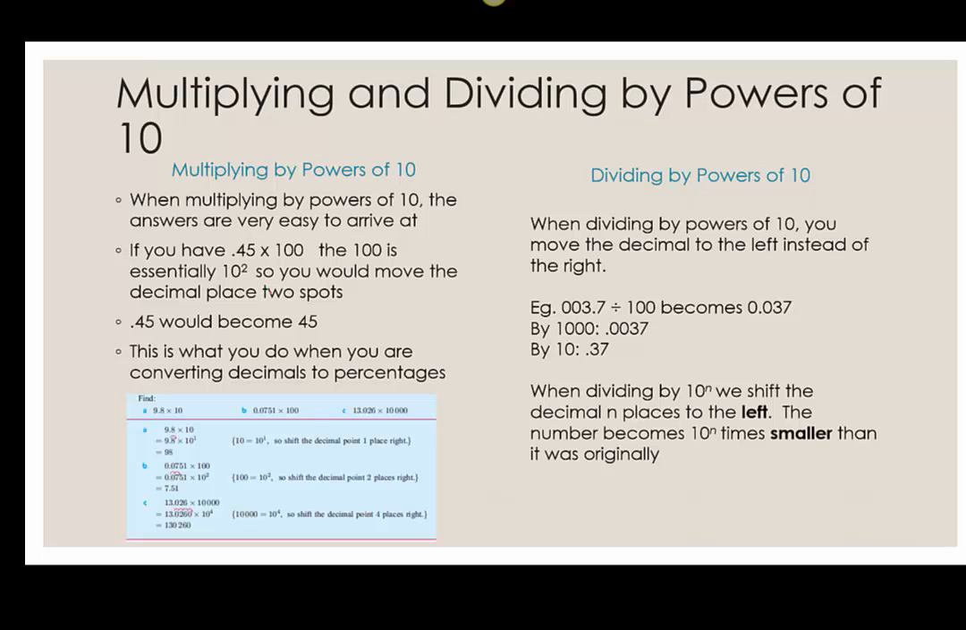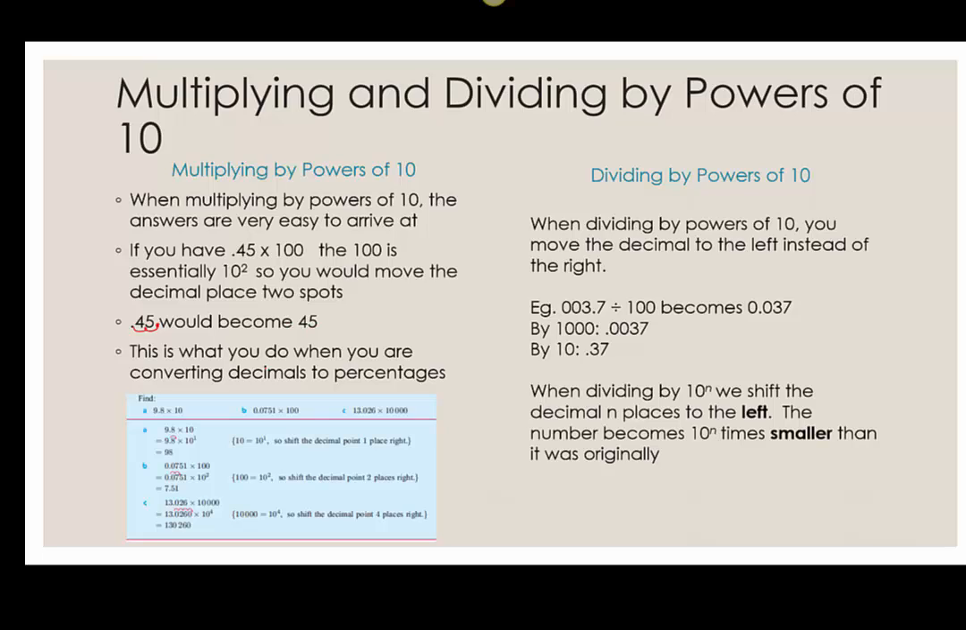So multiplying and dividing by powers of 10. This is pretty simple stuff. So multiplying by powers of 10, so 10, 100, 1,000, 10,000, etc. Okay, so pretty easy to arrive at. If you have 0.45 times 100, the 100 is essentially 10 to the second power, right? So 10 times 10 is 100. 10 times 10 times 10 would be 1,000. So 10 to the third is 1,000. 10 to the 2 is 100. So you would move that decimal place 2 spots to the right. So 0.45, move 2 spots, 1, 2, becomes 45.